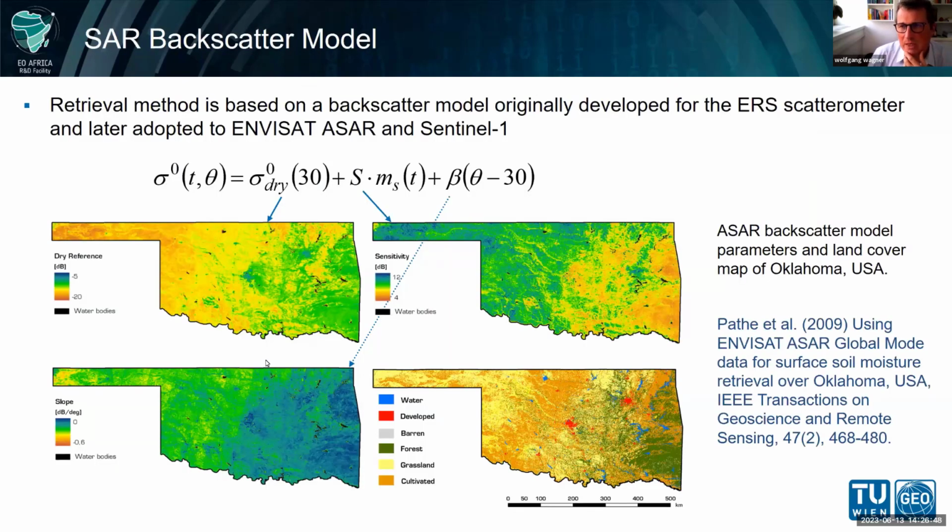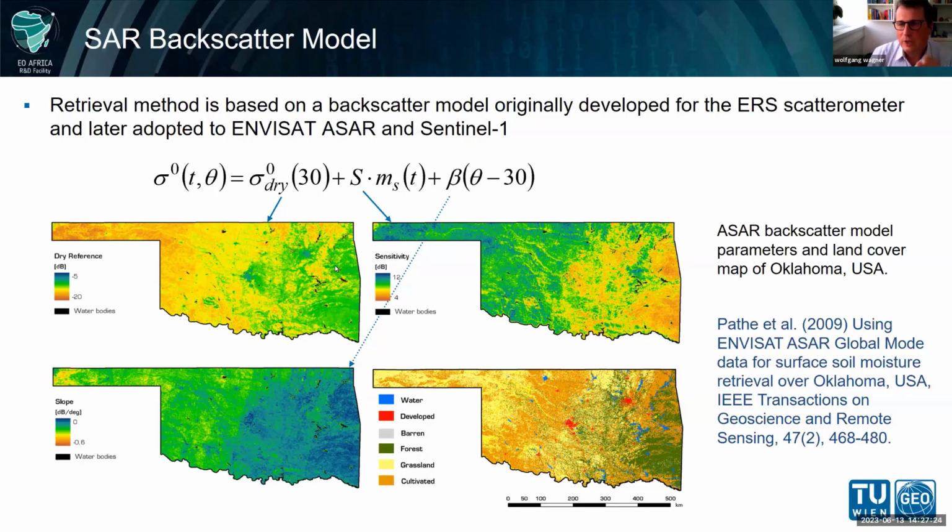The method we use here was developed already many years ago based on Envisat ASAR data. It's still using a rather simple model, a change detection approach, where we say that the observed backscatter is like a minimum backscatter. This is like the backscatter of a completely dry surface. And for each pixel, there's a certain sensitivity. And that's then the soil moisture content. And this last term here is to account for different incidence angle effects.